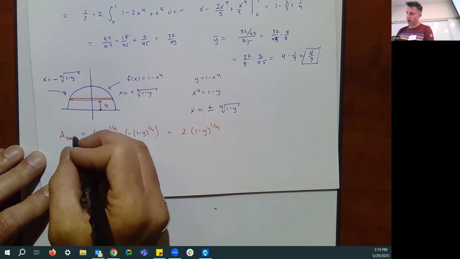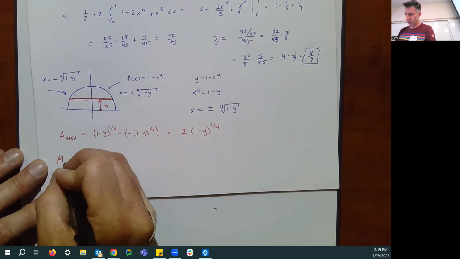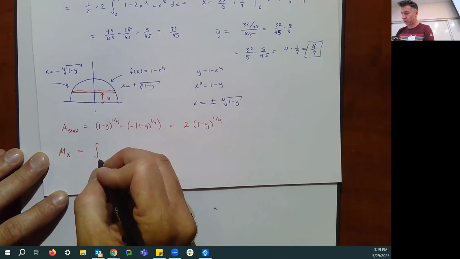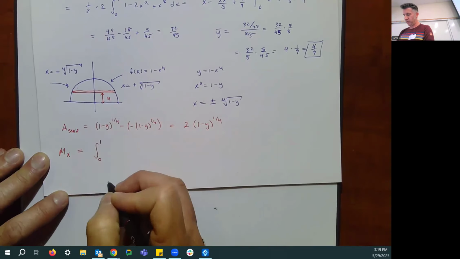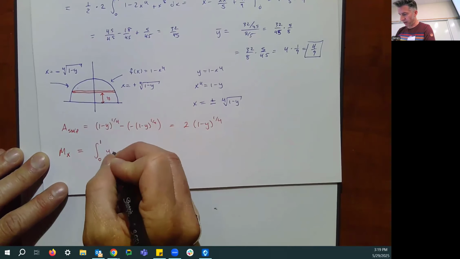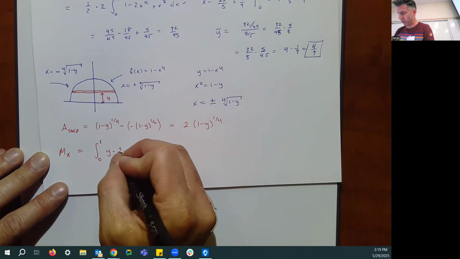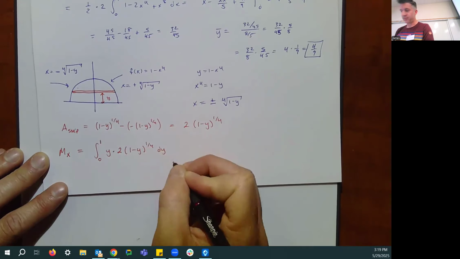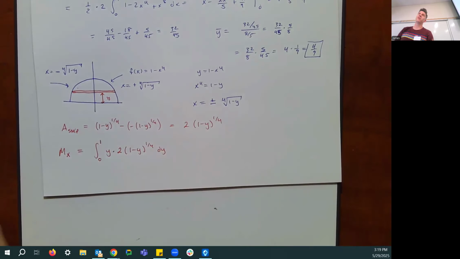And my lever arm is y, so my moment around the x-axis is going to be the integral from y equals 0 to y equals 1 of my lever arm y times my area of my strip, which is 2 times 1 minus y to the 1/4 dy. Which, okay, doesn't look great, but it's not as bad as it looks. It's still pretty bad though.